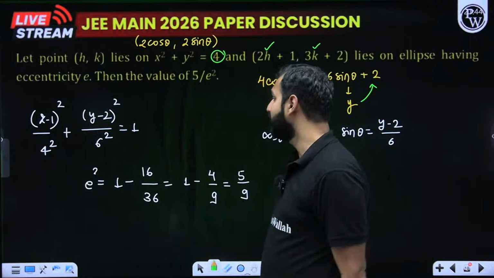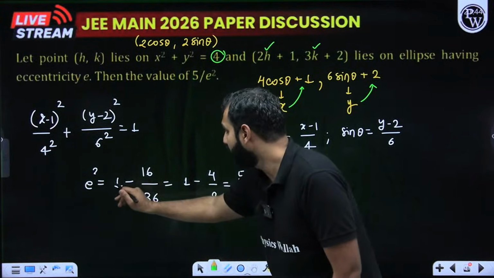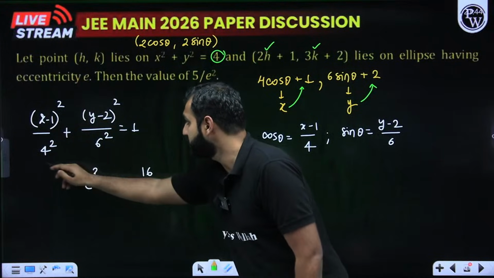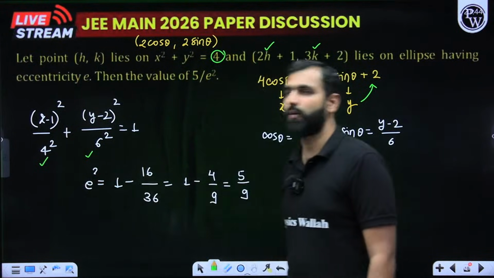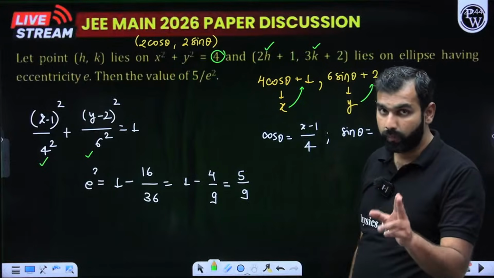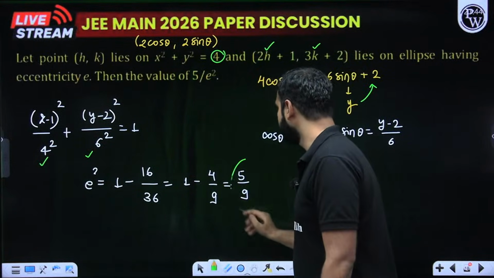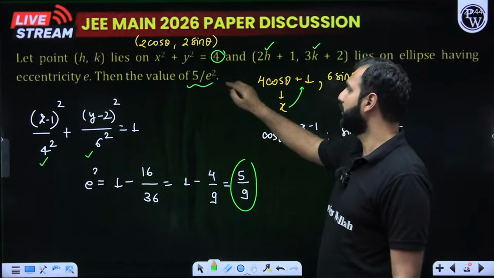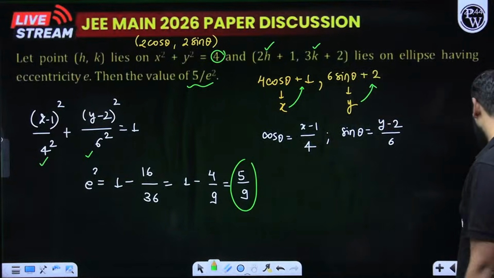Now, how do we find the eccentricity? e square is given by 1 minus the smaller one. Which is the smaller one? This a square upon b square. I hope you remember. So with that, the eccentricity is 5 by 9. And with that, you can mark the correct option, which is definitely not a tough task.